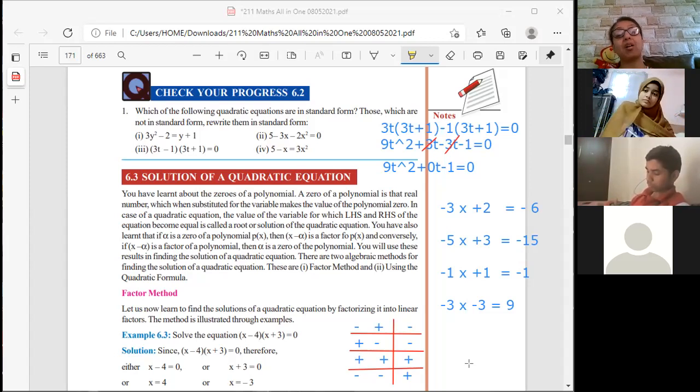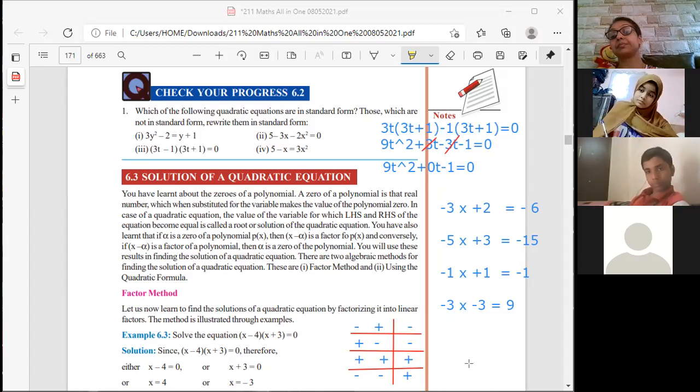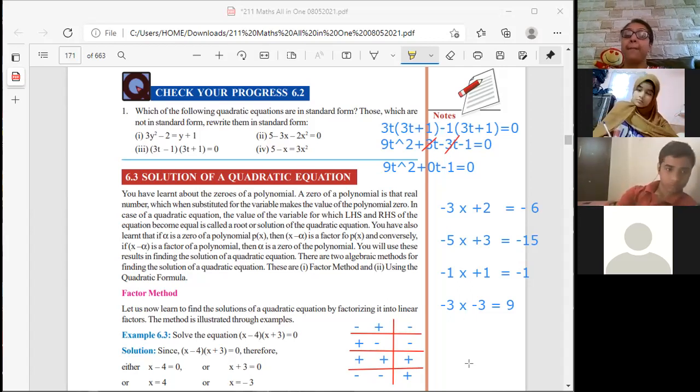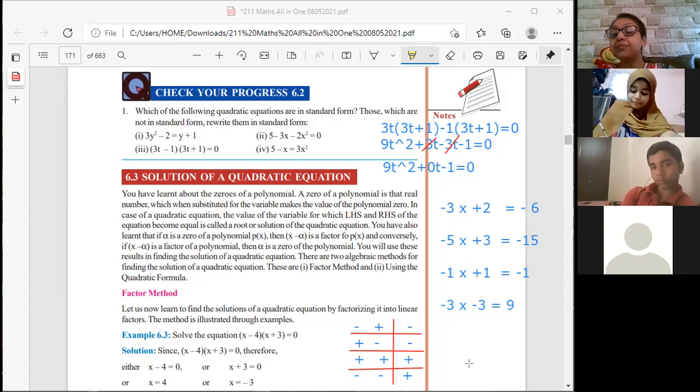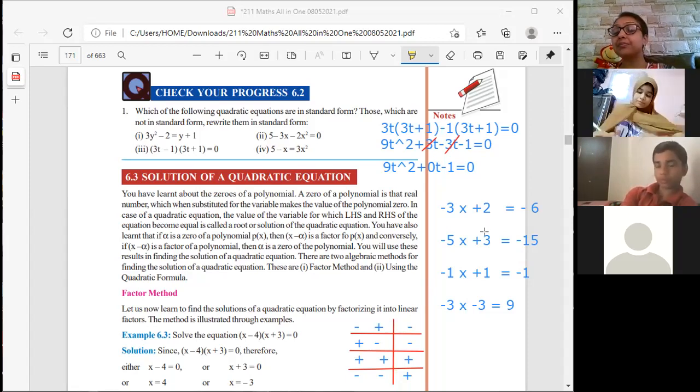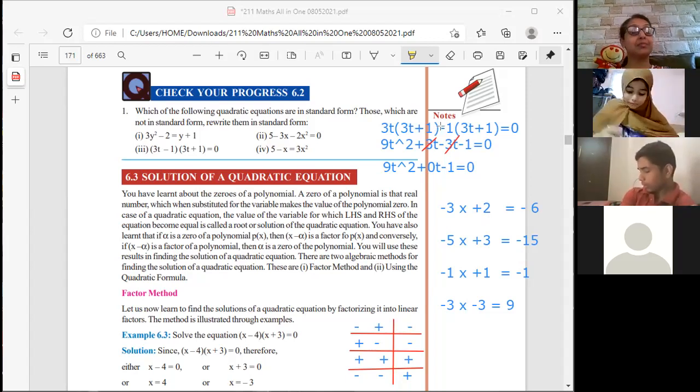And your textbook answers are wrong. Textbook answers are wrong for the second and the third, 6.2. So please keep that in mind. Is this done? Whatever is on the screen is done. Now we are going to do the fourth sum. And I got the fourth answer. 0 is equal to 3x square plus x plus 5.